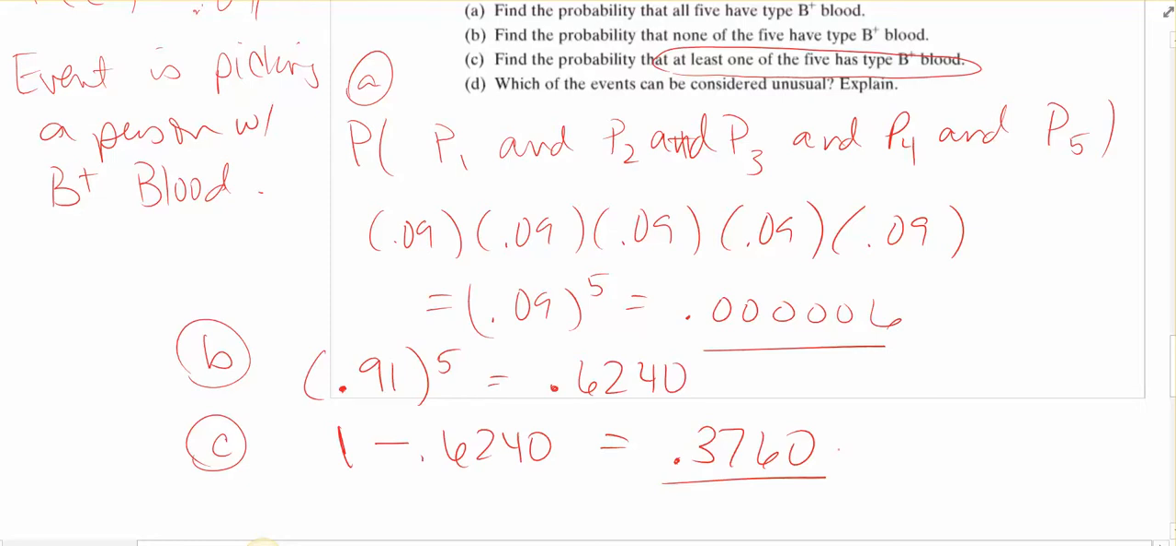Our last question talks about being unusual. And if you've read your book, you know that unusual means less than 5%. And so part A is an unusual event.